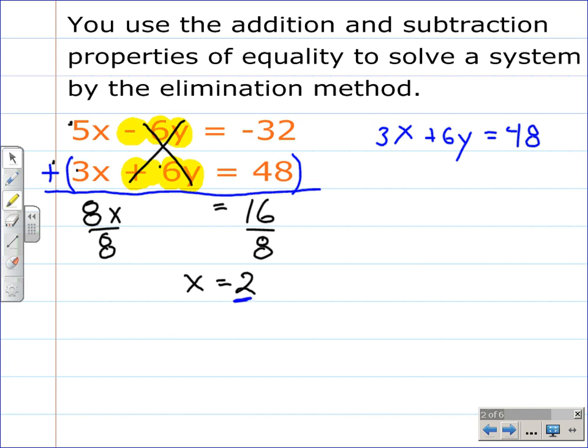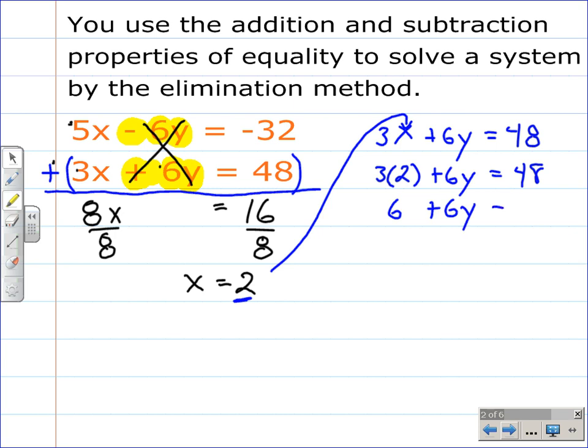Remember, I'm substituting this 2 into this equation for x. So when I substitute it in, it gives 3 times 2 plus 6y is equal to 48. I simplify this here. 3 times 2 is 6. Bring down the plus 6y is equal to 48. Subtract 6 from each side.